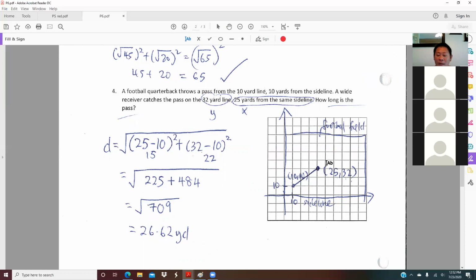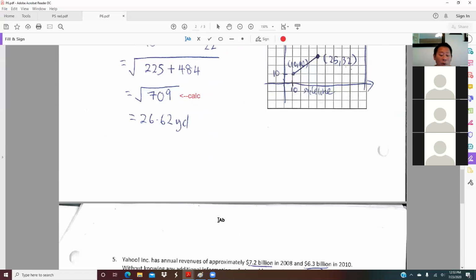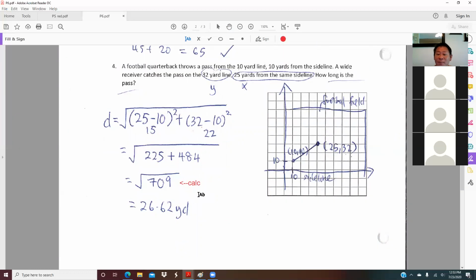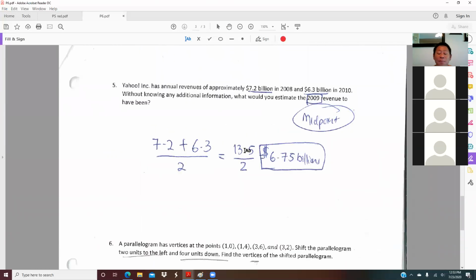So again, x2 minus x1: 25 minus 10, which is 15, and then you square it, 225, use a calculator here. And then y2 minus y1, 32 minus 10 is 22, you square it, and it becomes 484. Add them and it becomes 709, and then this is where you use your calculator to do the square root of 709, which is 26.62. Okay, so sometimes the word problem on this topic asks you for the distance, how long it is, and sometimes the question asks you for the midpoint.